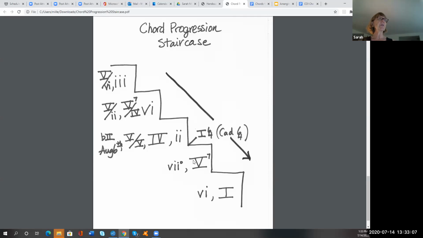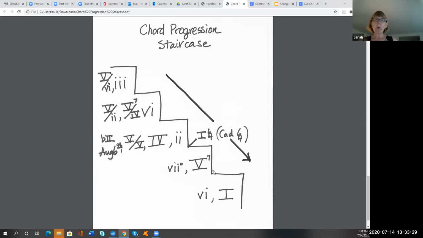So it's something that's used a lot. It's put here because when you use those notes, the sixth and the fourth above the bass note, the fifth note of the scale, fall down and become the 5 chord. And it always happens the same way. Okay? Do you have questions about this chord progression staircase? Not right now?